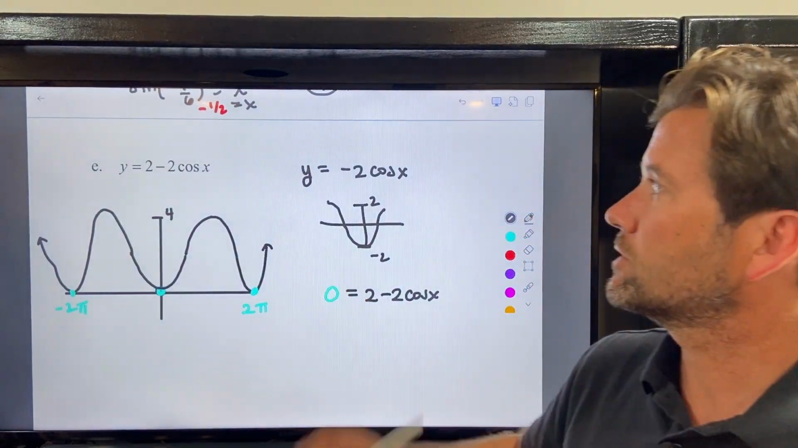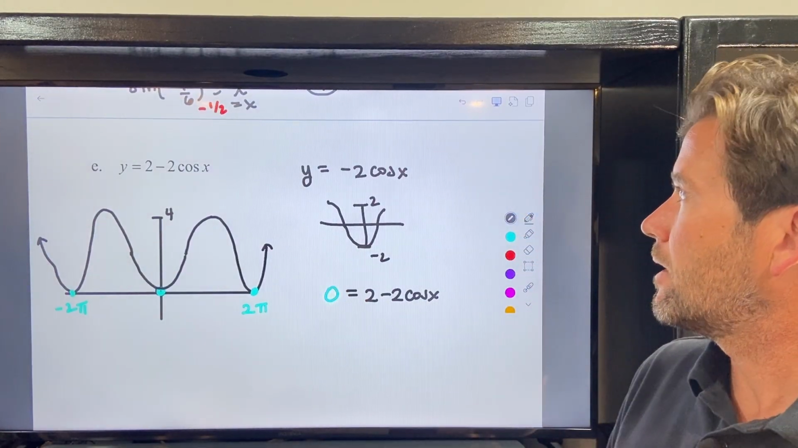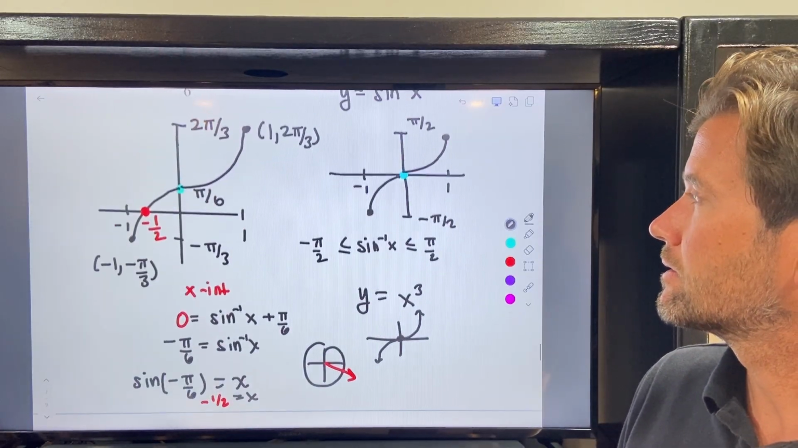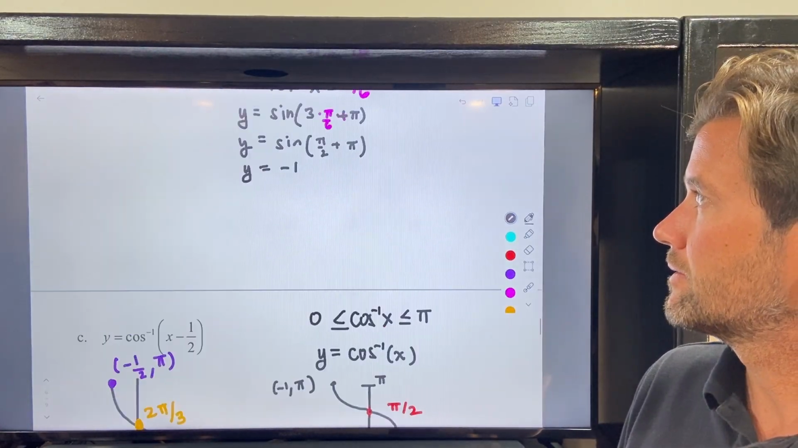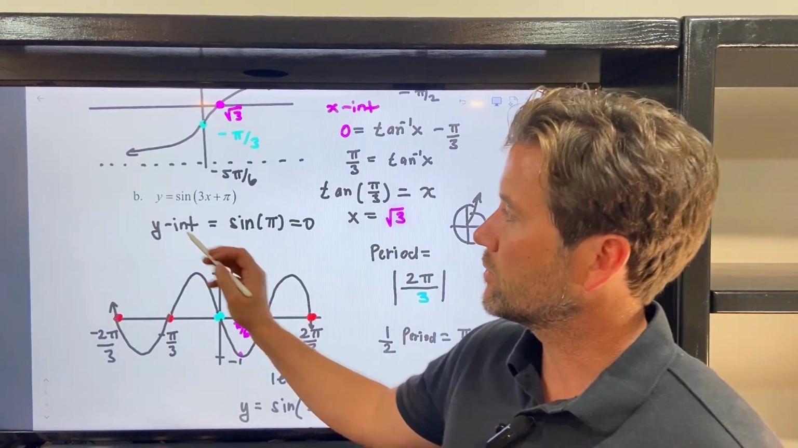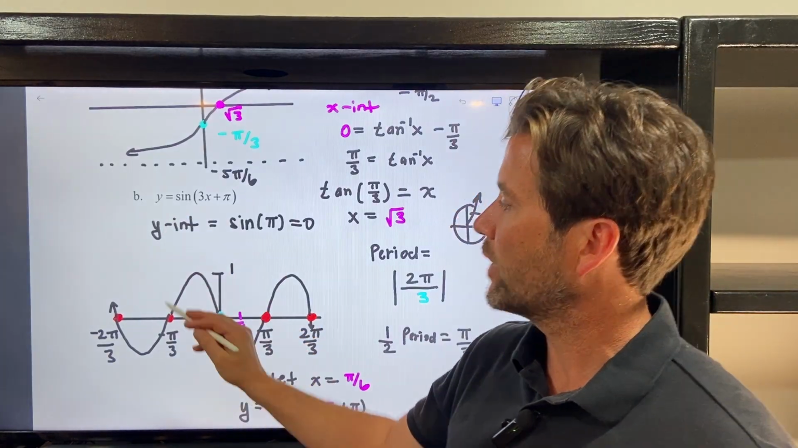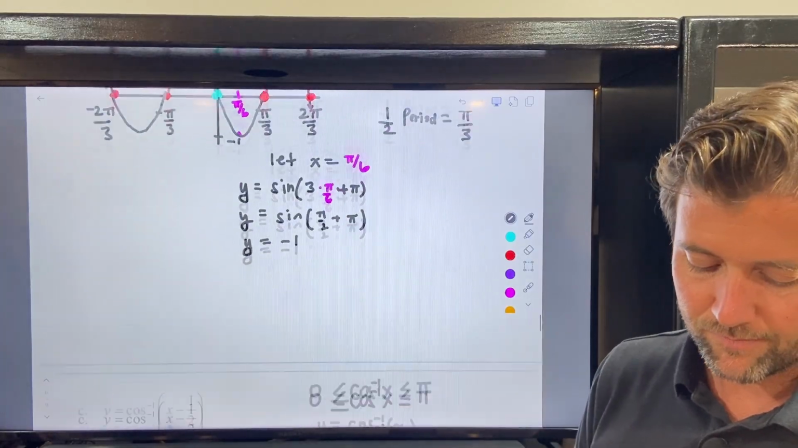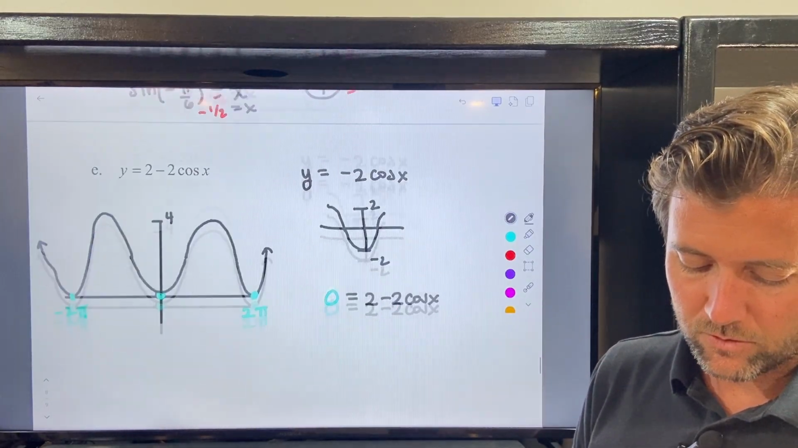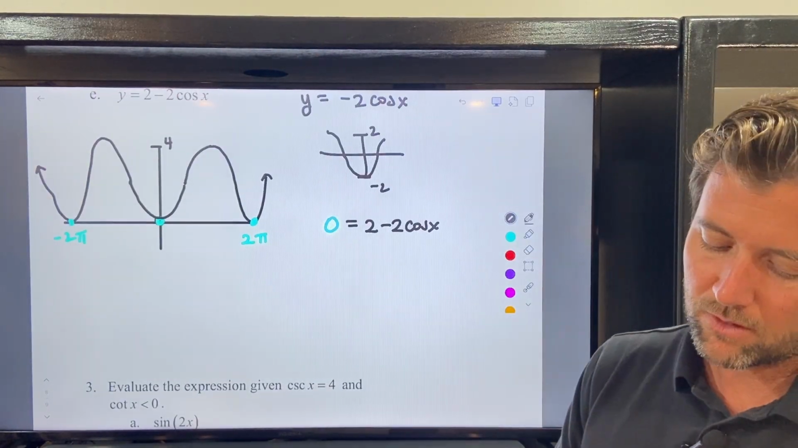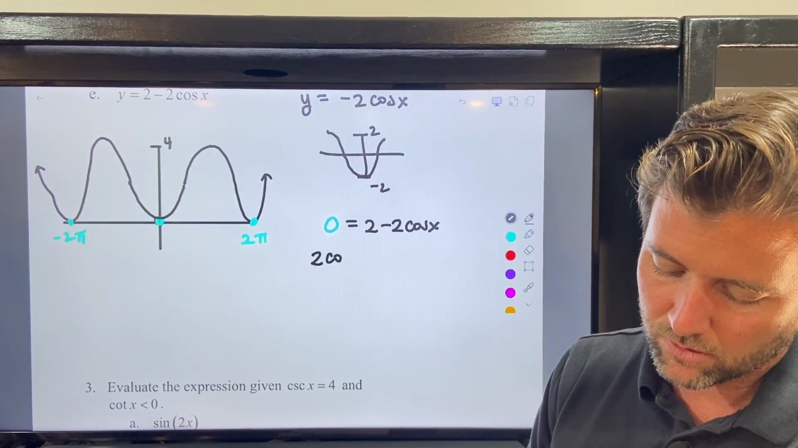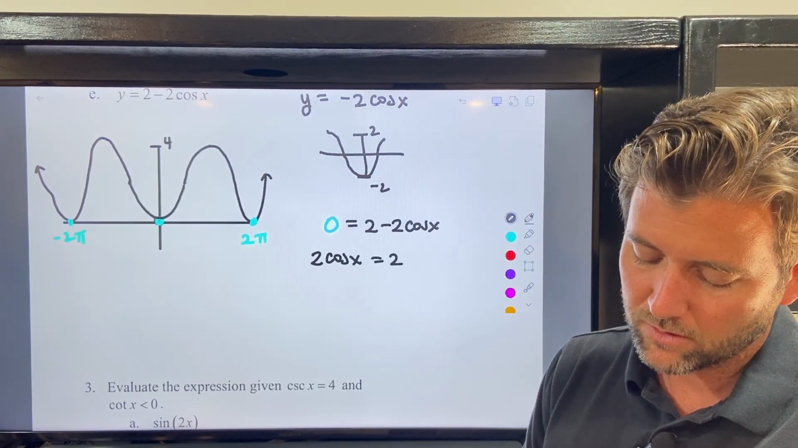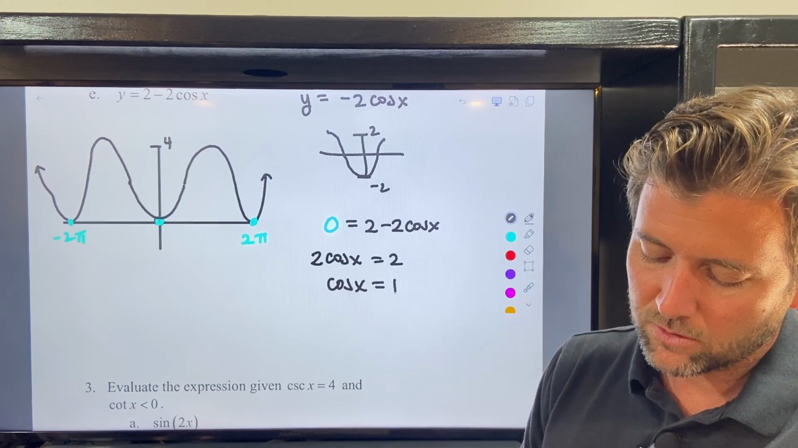We could technically do this for the other problem we had with sine. If you wanted to, we could plug in 0 for y here and solve that equation and label all these x-intercepts. So if I set this equal to 0, I'm going to add 2 cosine of x to both sides of the equation. Then I'm going to divide by 2.